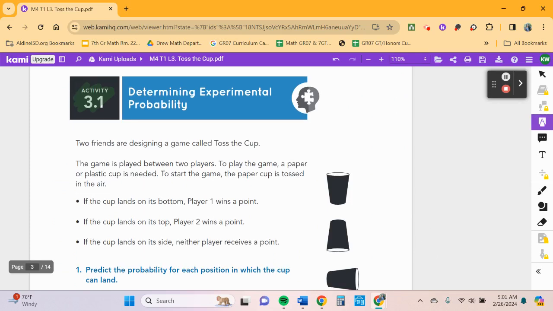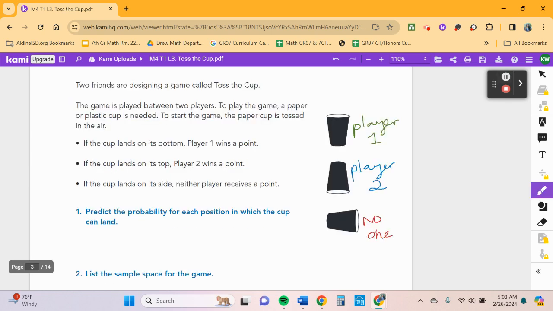Let's get started. Two friends are designing a game called Toss the Cup. The game is played between two players. To play the game, a paper or plastic cup is needed. To start the game, the paper cup is tossed in the air. If the cup lands on its bottom, player 1 wins a point. If a cup lands on its top, player 2 wins a point. And if the cup lands on its side, neither player receives a point.